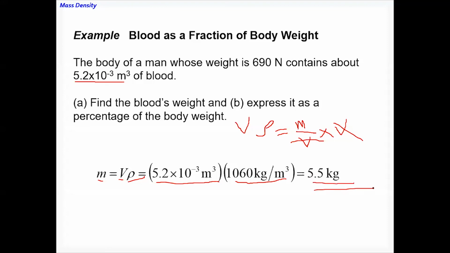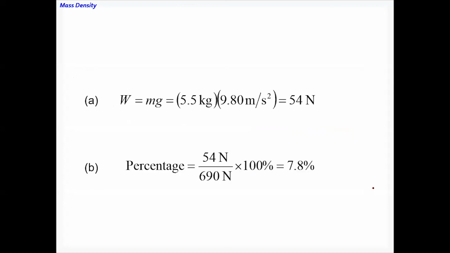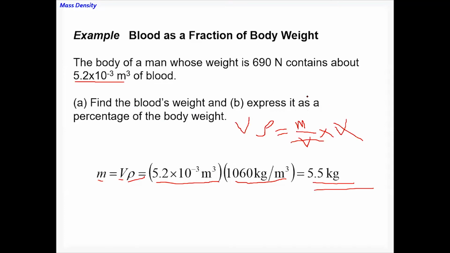Then how do you find the weight? Converted to newtons? Yes, so meaning weight is mg, right? You simply multiply by g and you get weight. So weight is 5.5 times 9.8, which is 54 newtons. So first thing is done. Find the blood's weight. We did it. Weight is done.